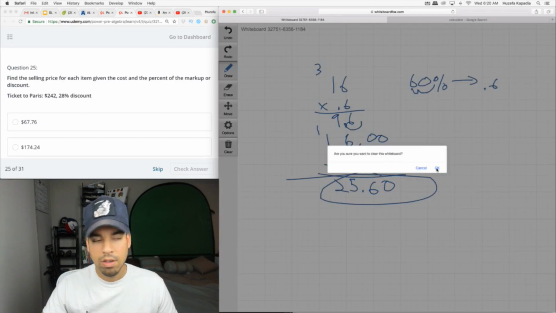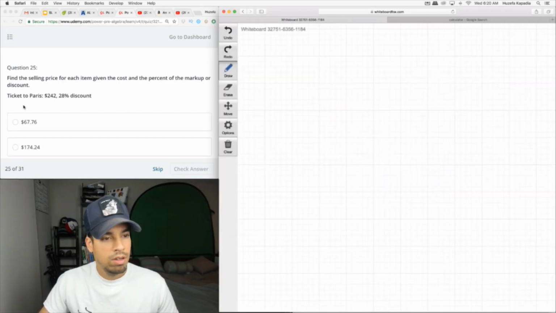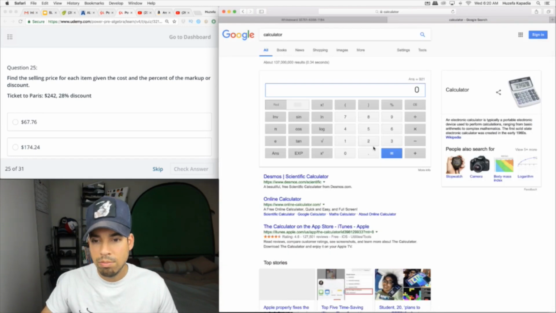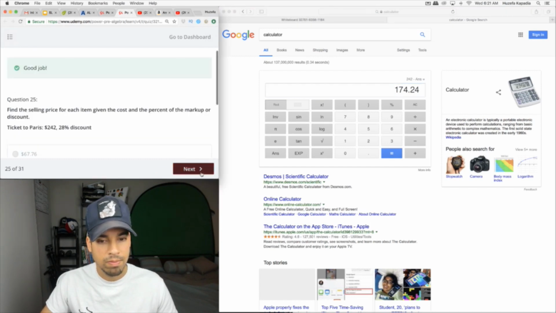Boom. Next question, 25. So we've got a 28% discount of 242. So again, it's going to be 0.28 times 242, and whatever that value is, it's subtracted from the original price. So let's go ahead and calculate it here. 0.28 times 242 equals 67.76. Then 242 minus that answer. Boom, 174.24.